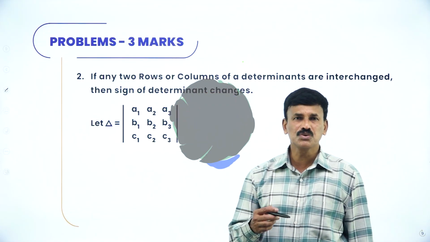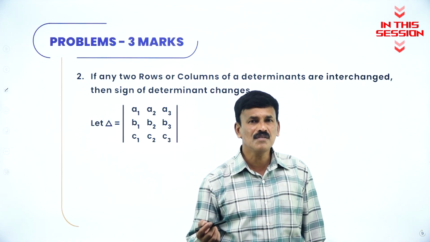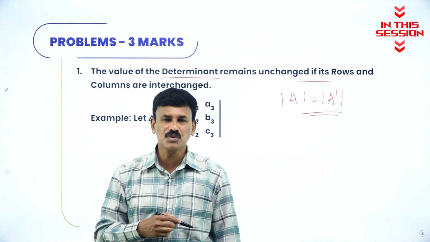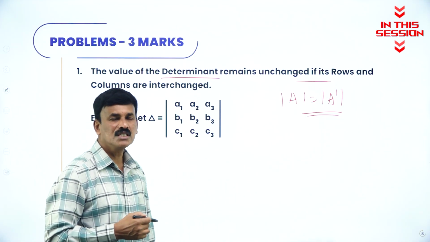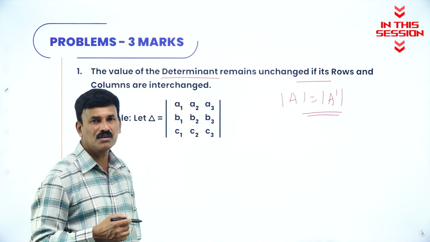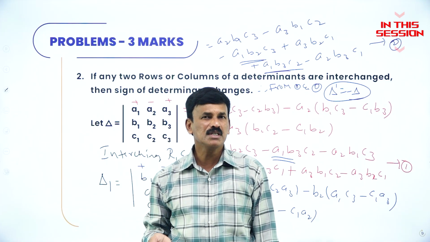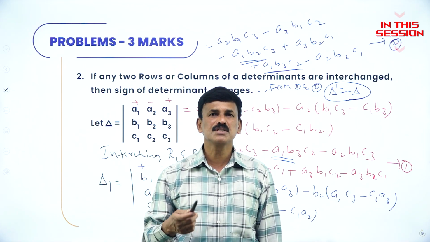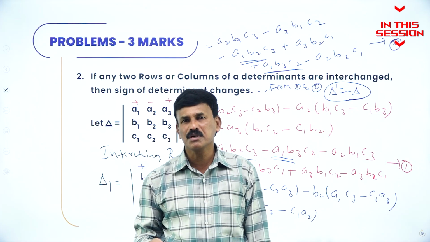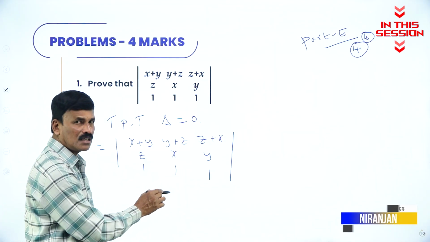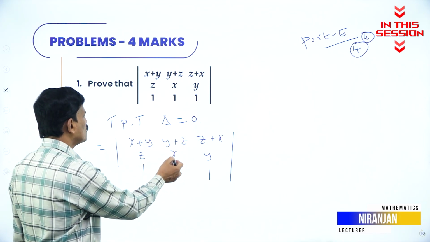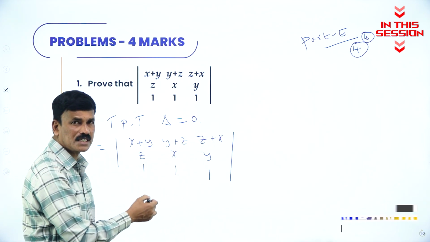If you interchange any two rows or two columns, then the value of a determinant changes in its sign. If you transpose this determinant, you will get A dash, then the value of A and A dash determinant are found to be same. If all the elements on one side of the principal diagonal are zeros, then the value of a determinant is equal to product of principal diagonal elements. Since all the elements in the third column are 1, 1, 1, suppose if you add this x plus y plus z, y plus z plus x, z plus x plus y, you will get x plus y plus z.